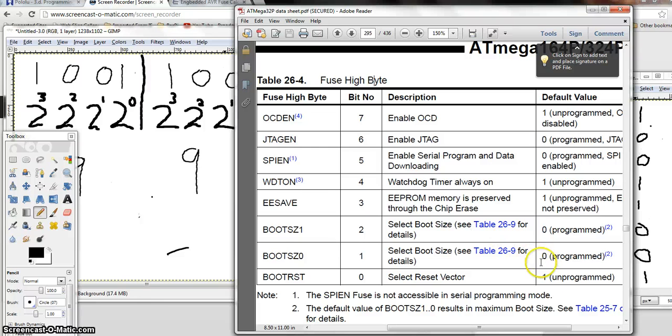Okay, so basically, I'll pick up in the next video, actually creating the bytes that we're going to write to the chip.